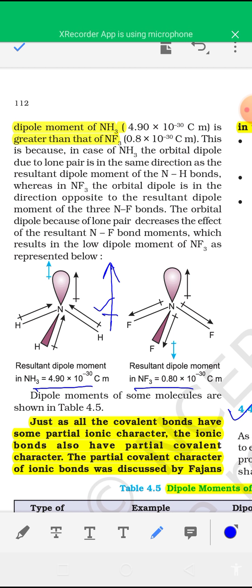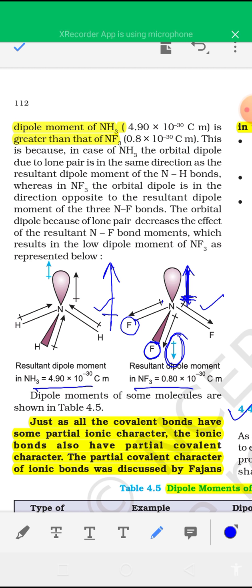And in NF3, as fluorine is more electronegative than nitrogen, the direction of bond movement will be from nitrogen to fluorine. The direction of each N-F bond movement is from nitrogen towards fluorine. So the resultant of the 3 N-F bonds in NF3 is in the downward direction, and the lone pair movement is in the upward direction.